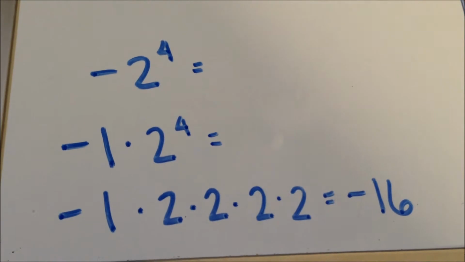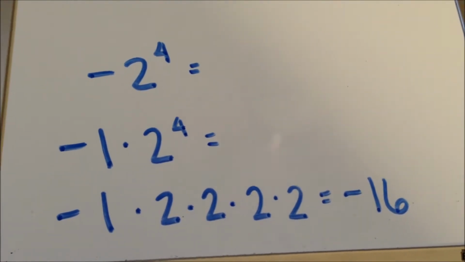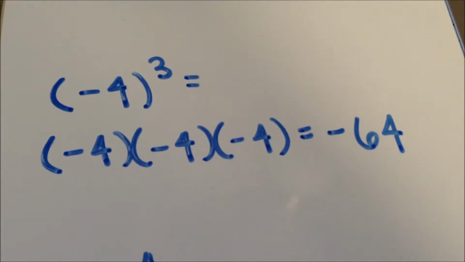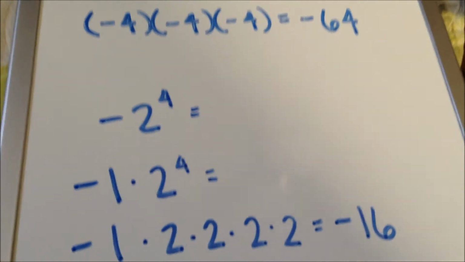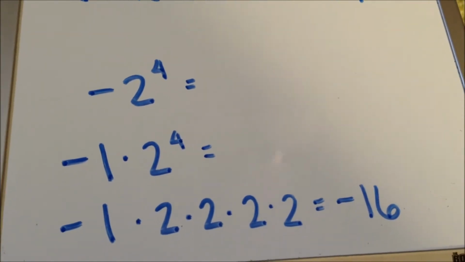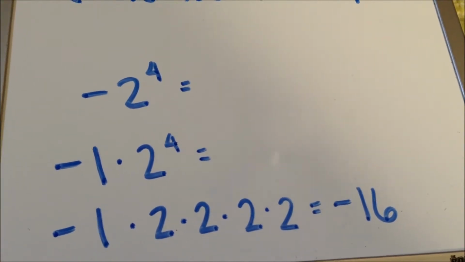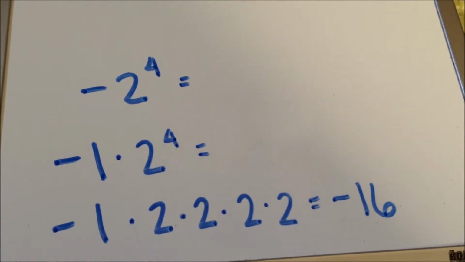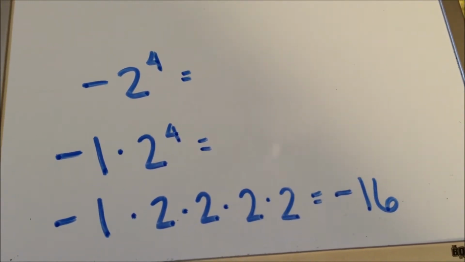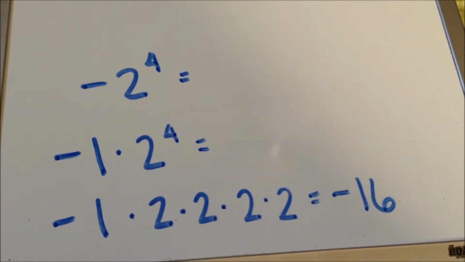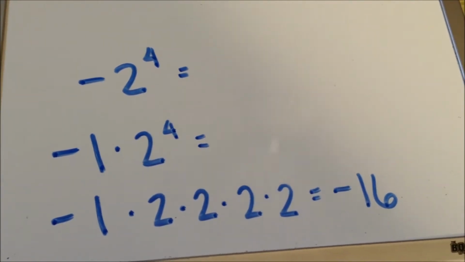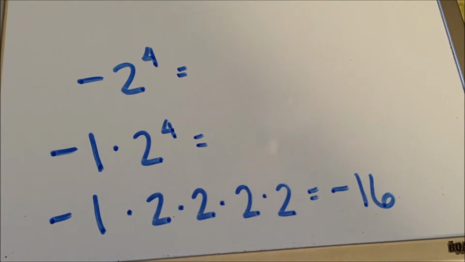Okay, then finally we have negative 2 to the fourth. This problem is different than this problem because the negative is not directly attached to the 2. The 2 is directly attached to the exponent 4. So what you want to do is separate that negative from the exponential term. I always write it as negative 1. So we write it as negative 1 times 2 to the fourth.